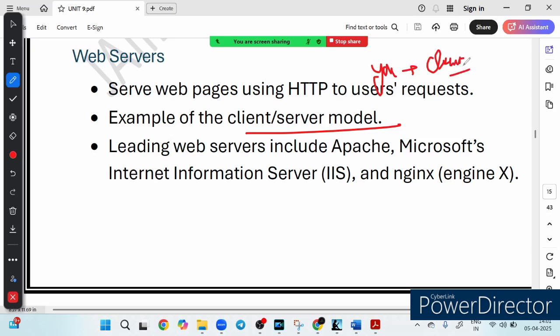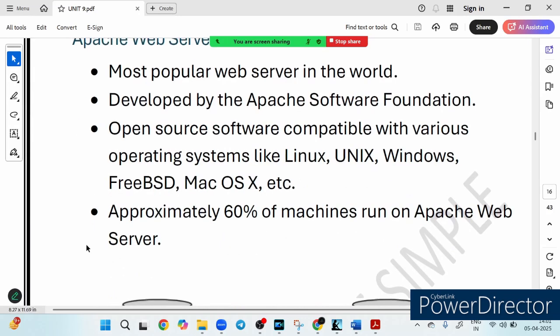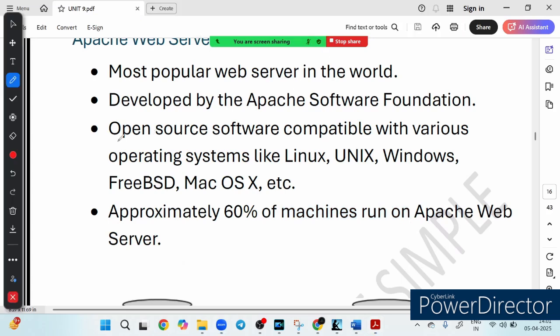Now let's talk about the famous web servers out there. Apache web server is the most popular one globally. It is like the king of all web servers, powering over 60% of the machines on the internet, and it was developed by the Apache Software Foundation. The best part is that it is open source software, which means it is free to use and customizable, and it runs on almost any operating system, whether Linux, Unix, Windows, FreeBSD, or Mac OS.